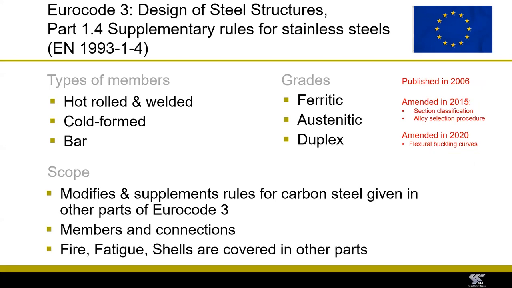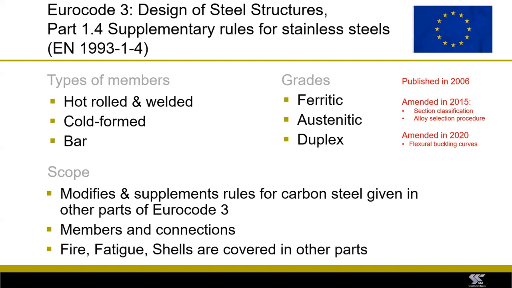What's been the timeline? Well, it was published in 2006. That was based on a collaborative European project mainly. And then in 2015, there was a substantial amendment. So much research had been done around the world in the intervening years that we were able to put in more competitive rules, for example, for section classification. And we put in a complete annex giving a procedure for selecting the right alloy for different atmospheric environments.